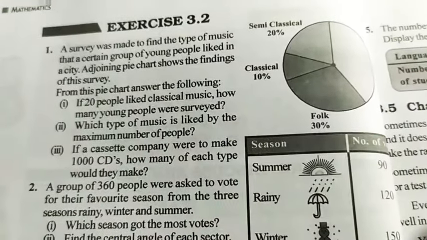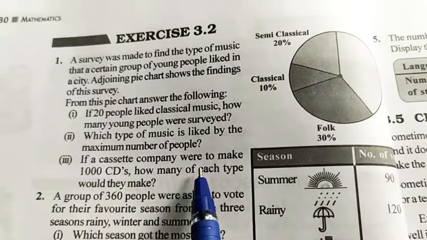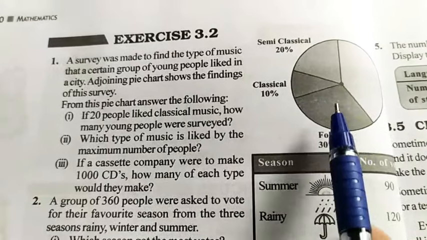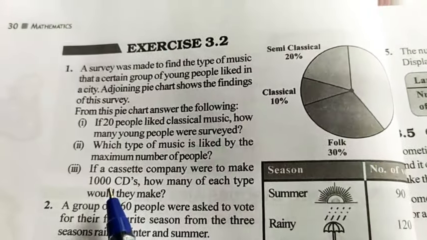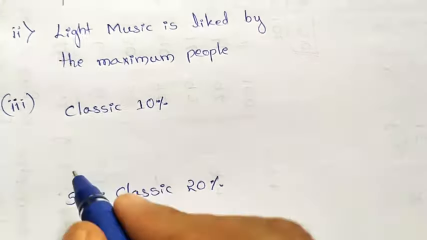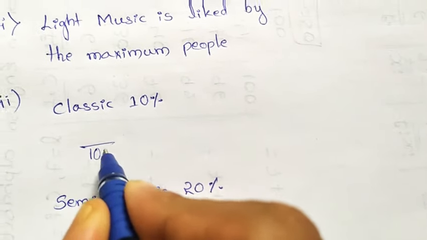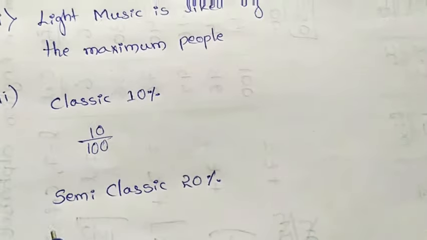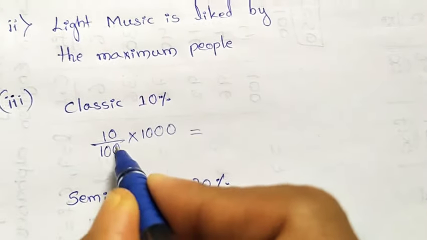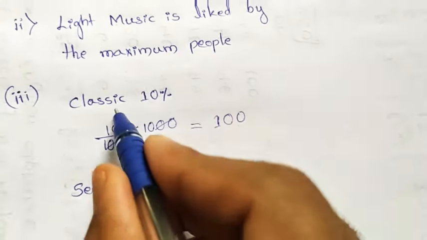Next, if a cassette company were to make 1000 CDs, how many of each type would they make? So for each one we have to calculate against 1000. So for the 1000 CDs they have to make, okay. So for 100, 10% is there, which means for the 1000 it will be 2 zeros, we have to make 100 CDs of classical.